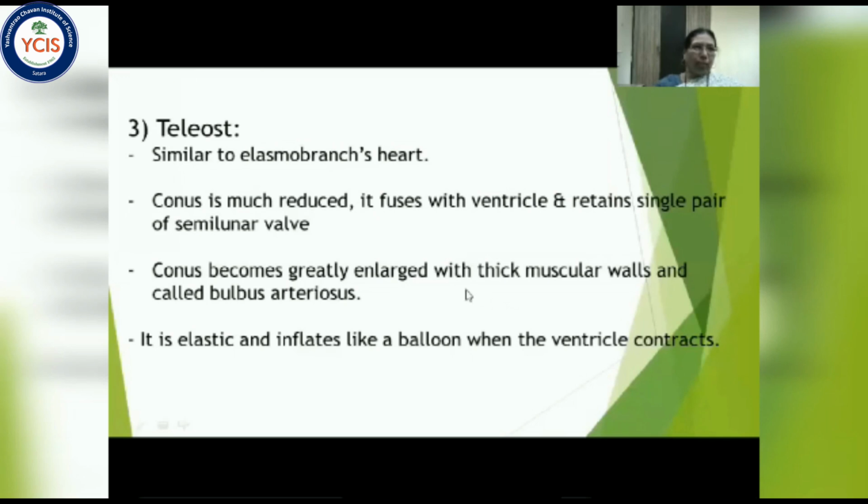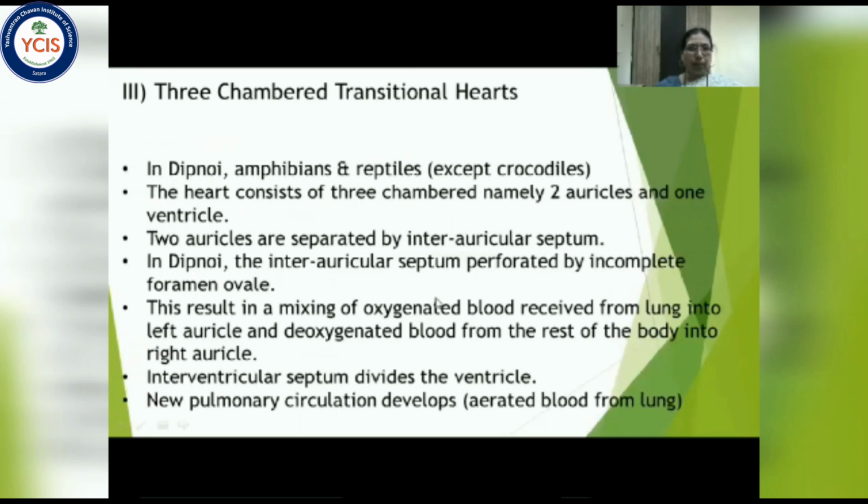In bony fishes or teleosts, similar to elasmobranchs, the conus is much reduced. It fuses with the ventricle and retains a single pair of semilunar valves. The conus becomes greatly enlarged with thick muscular walls and is called the bulbus arteriosus. It is elastic and inflates like a balloon when the ventricle contracts.